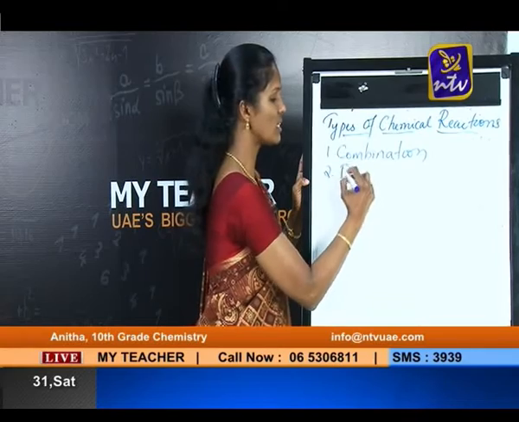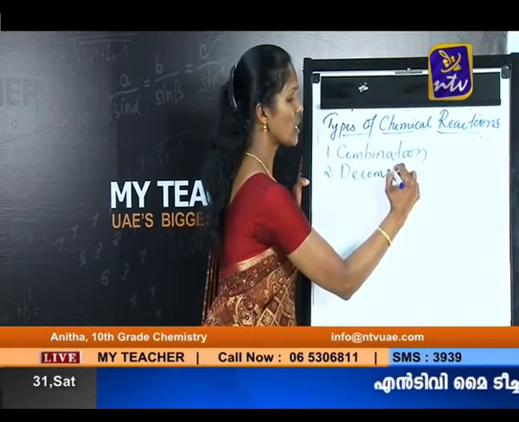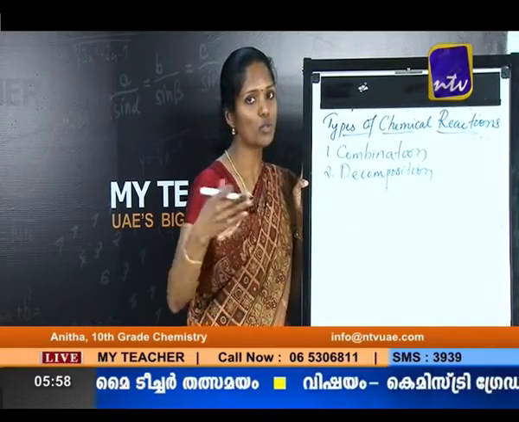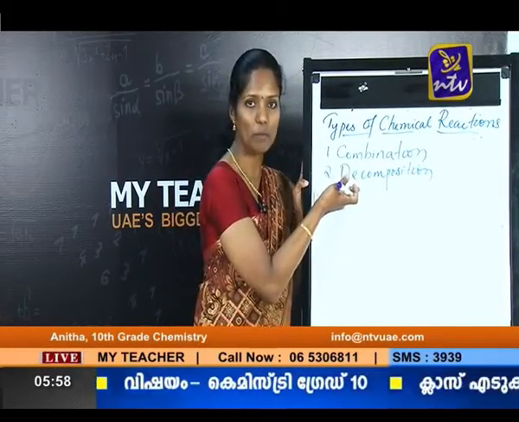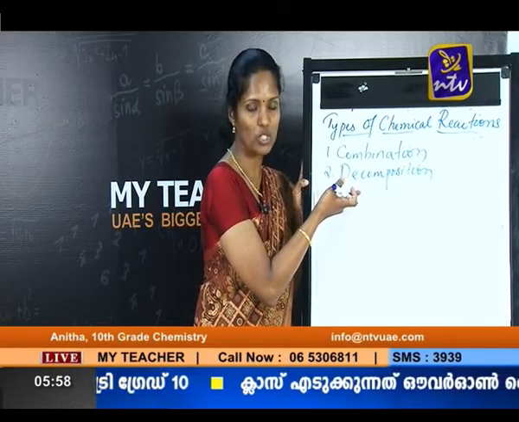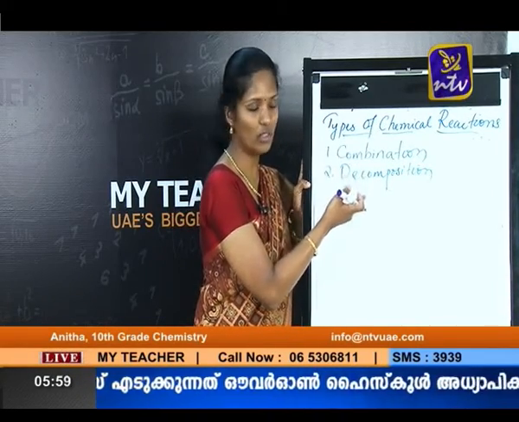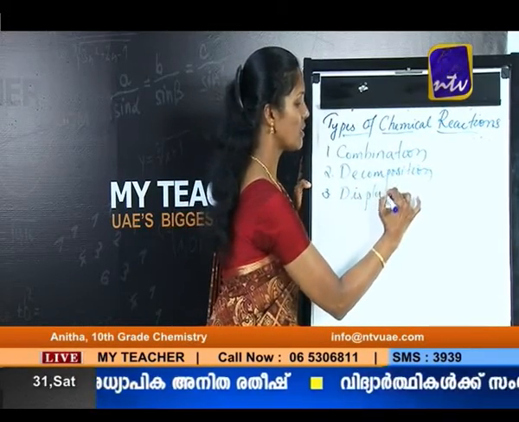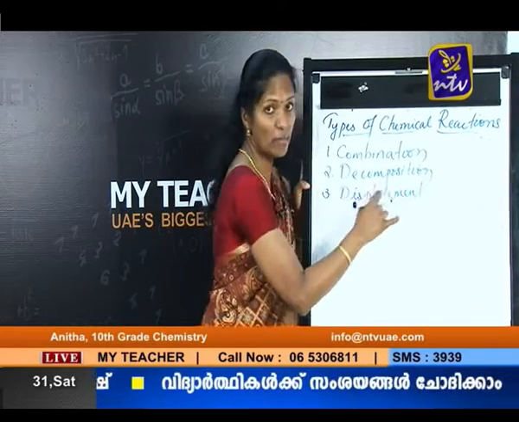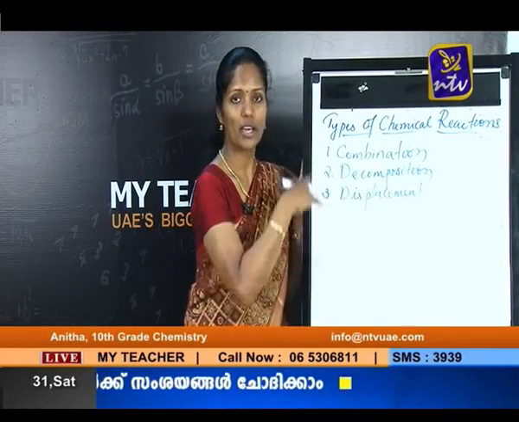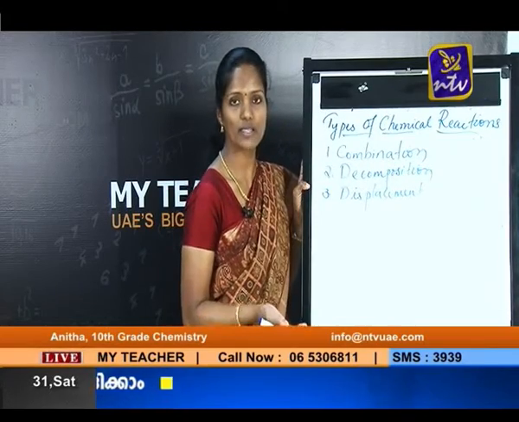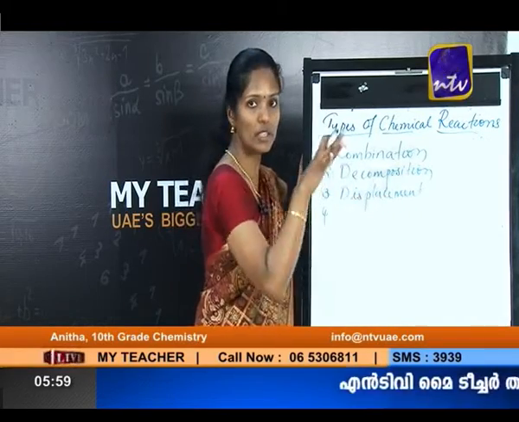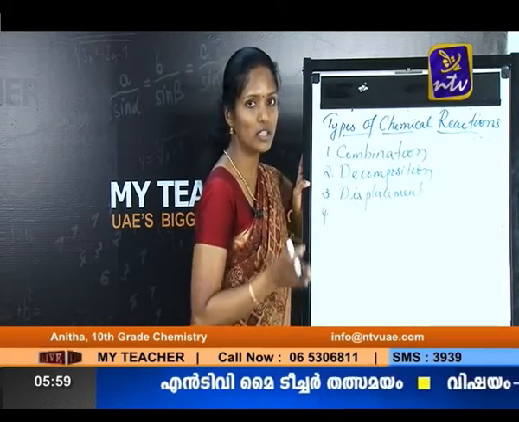The second one is the decomposition reaction. In a decomposition reaction, a single substance splits up into two different compounds. It can be carried out with the help of heat, which is called thermal decomposition, or with electricity, and also with light. The third one was the displacement reaction, in which a free metal and a metallic solution are there. A highly reactive metal displaces the less reactive metal, depending on the difference in the reactivity of the metals.